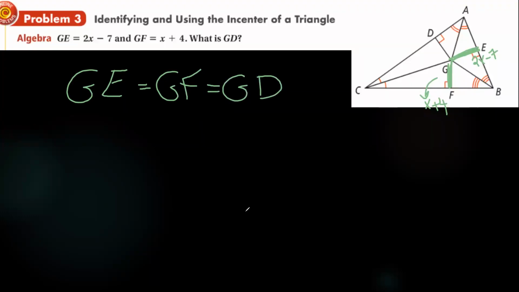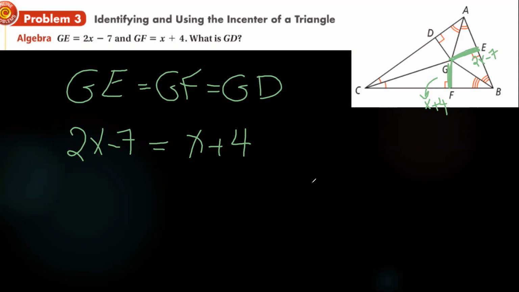G is my point of concurrency, my center of triangle. From this point G, if I draw lines perpendicular to the sides, these lines are equal in length. So that means GE will equal GF will equal GD. Now then, what does it mean? It means 2x minus 7 will be equal to x plus 4.